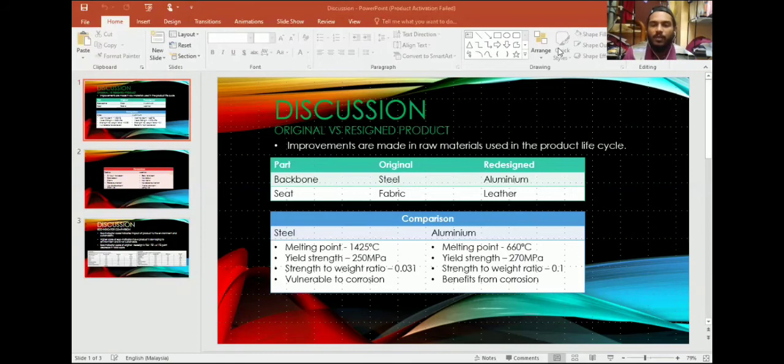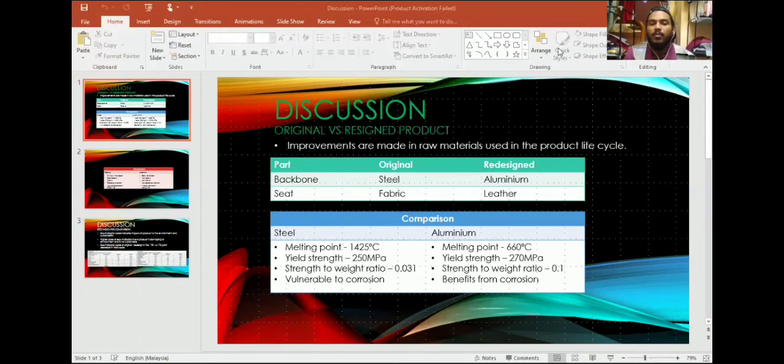And after we analyzed and redesigned it, we have chosen that the raw material for the backbone will be aluminum and for the seat will be leather. So why did we choose aluminum over steel? Because the melting point of steel is very high, about 1425 degrees Celsius.